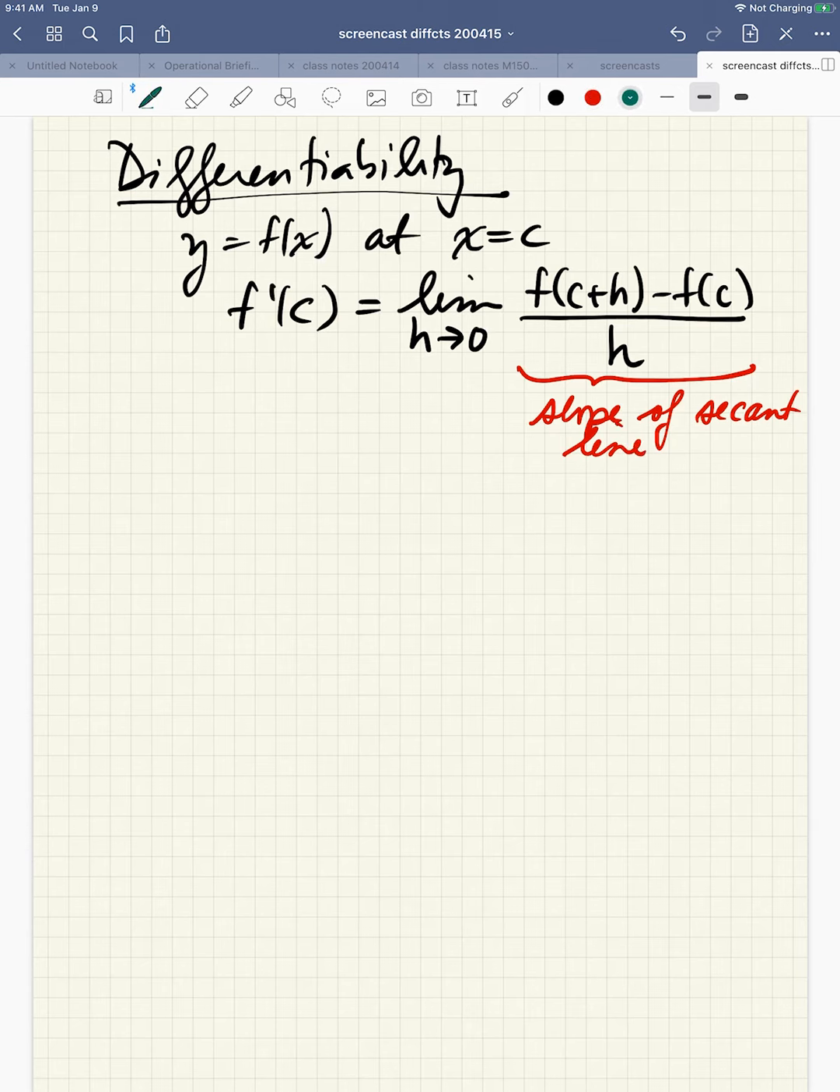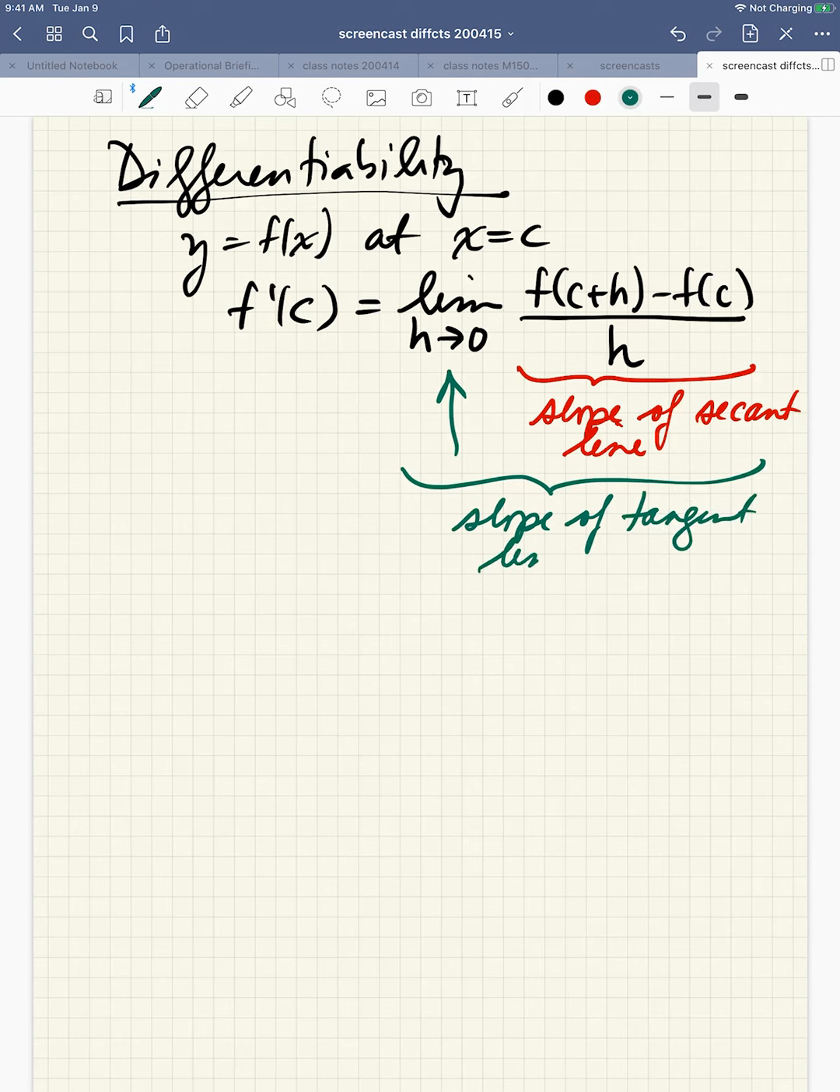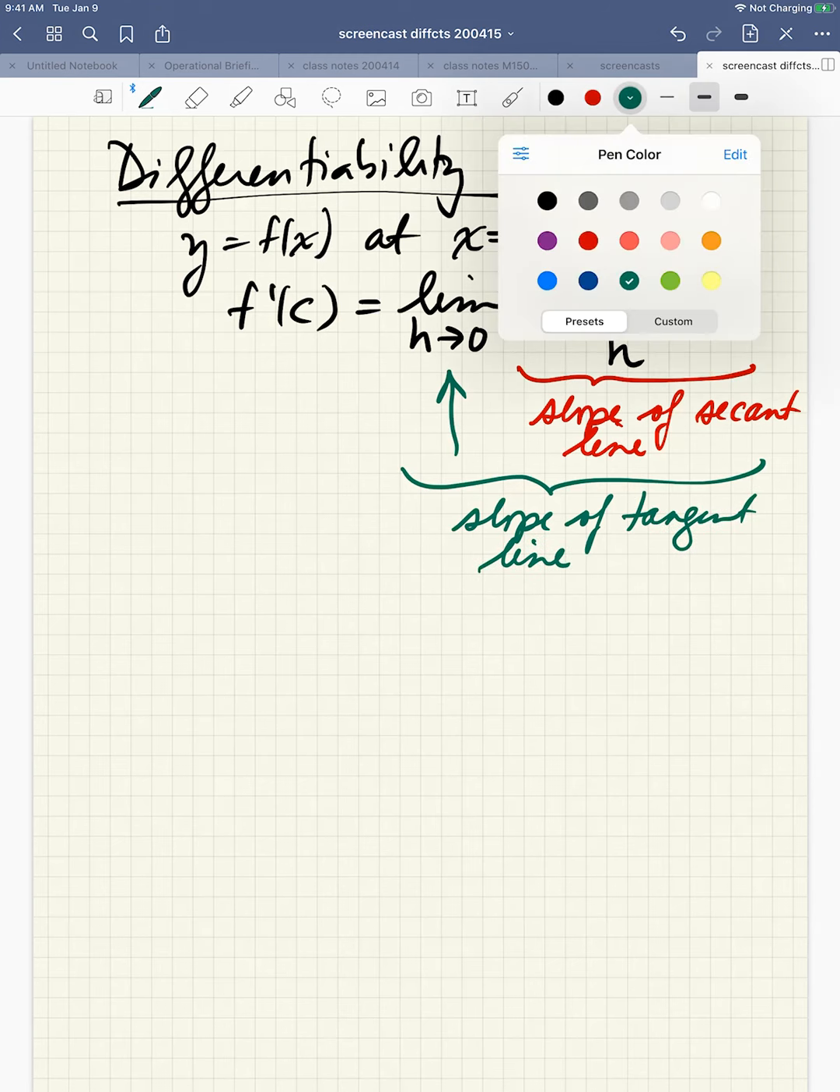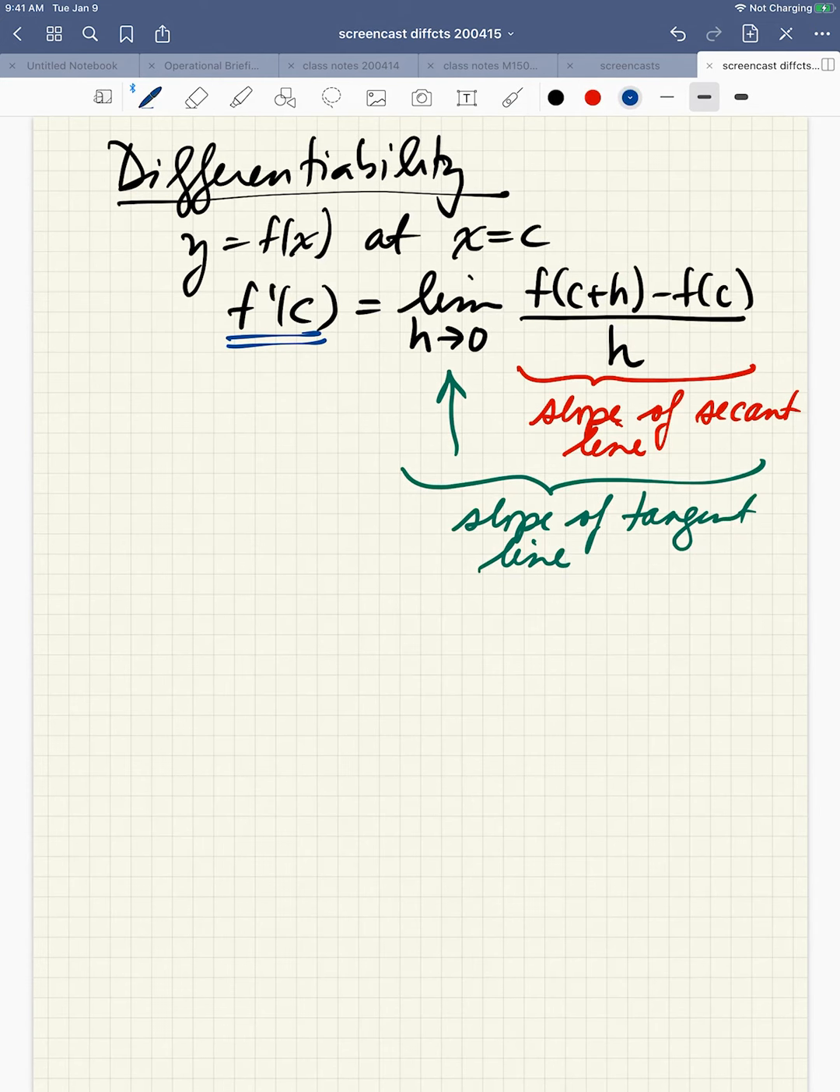And then when you take the limit of the slopes of the secant lines, this whole thing is the slope of your tangent line. So when we talk about differentiability, we're saying this number here, f prime of c, exists. But what does that mean? It means the tangent line exists. That is, the graph has a property that you can draw a tangent line to the graph at that point.